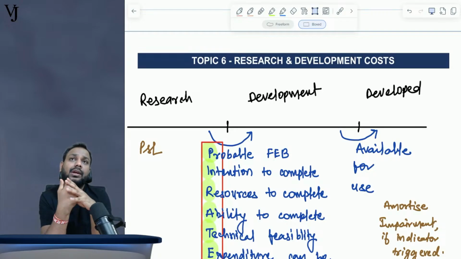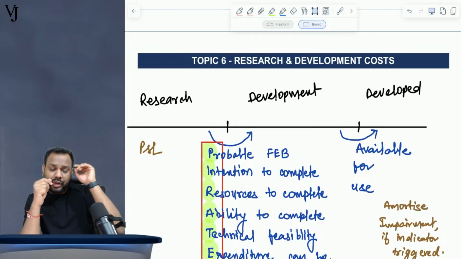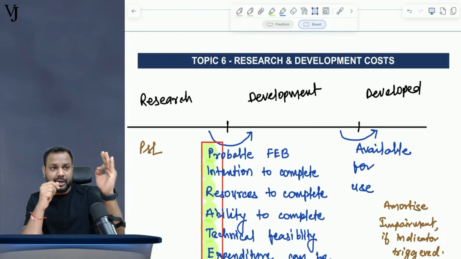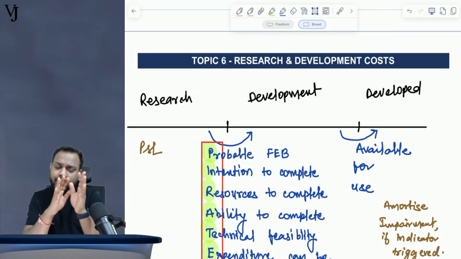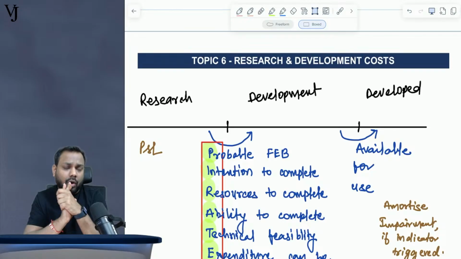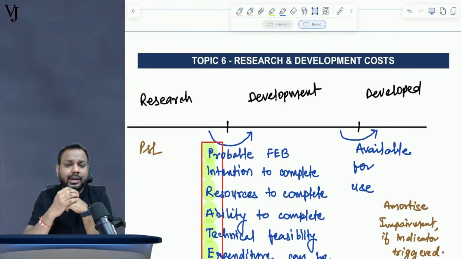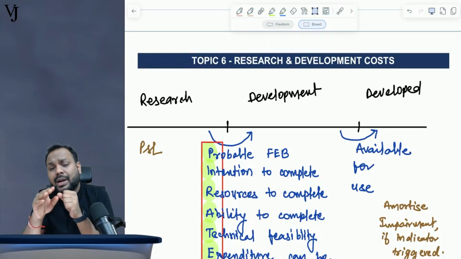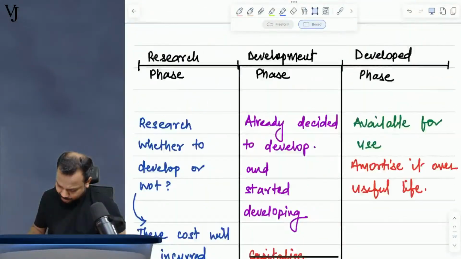The question says that we started the project on this particular date. Now let's suppose on 1st April 20x1 we started the project. On 1st July 20x1 the directors said the project entered the development phase. So I'll better write and explain.